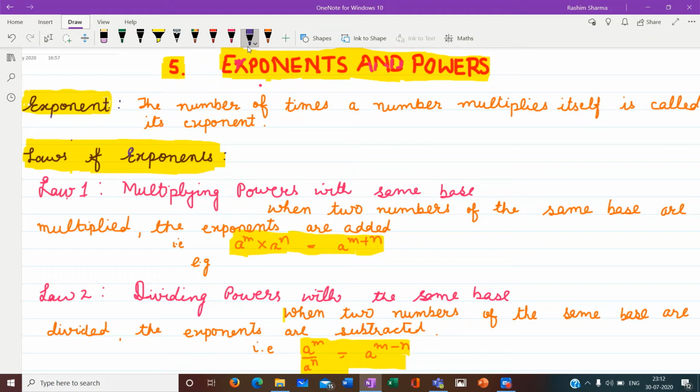Hello students. In today's class, we will continue with chapter 5, Exponents and Powers. As I explained to you, what is an exponent? Exponent means the number of times a number multiplies itself is called its exponent. When we write anything in power, it means that is the exponent. If I write a raised to power m, now here m is the exponent.